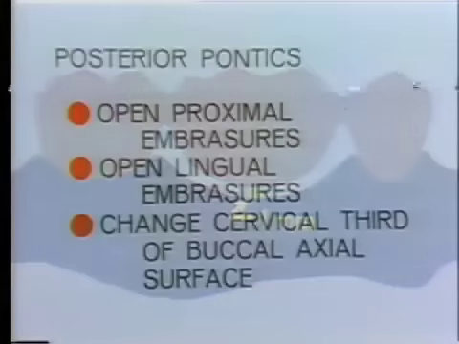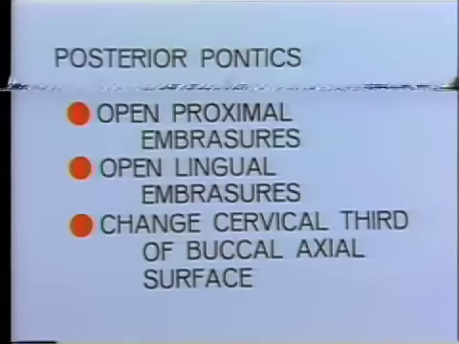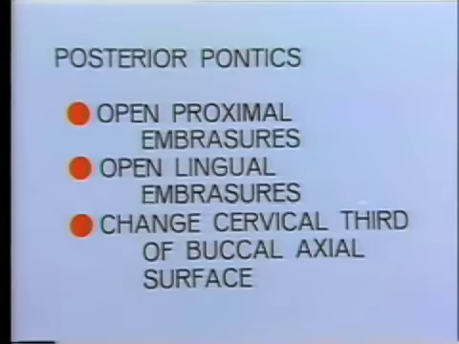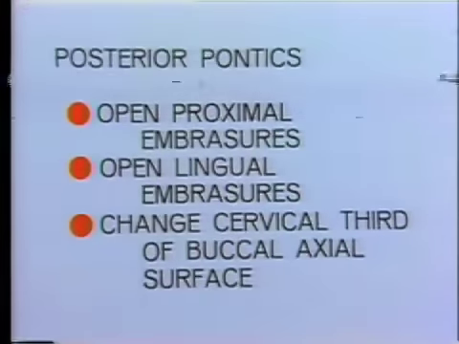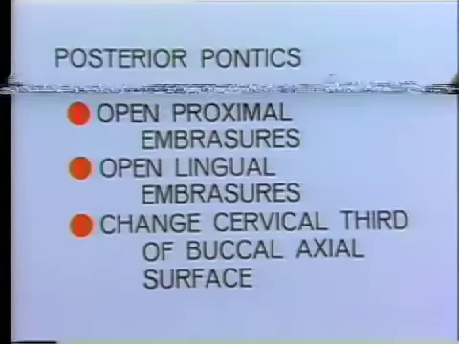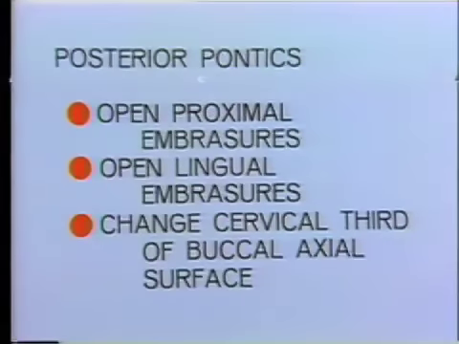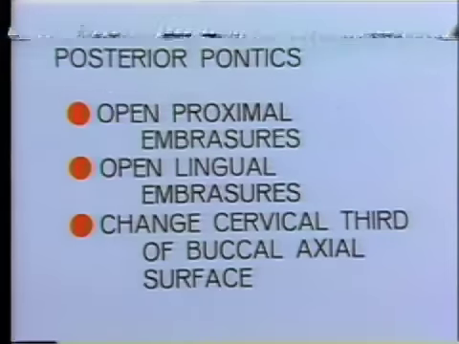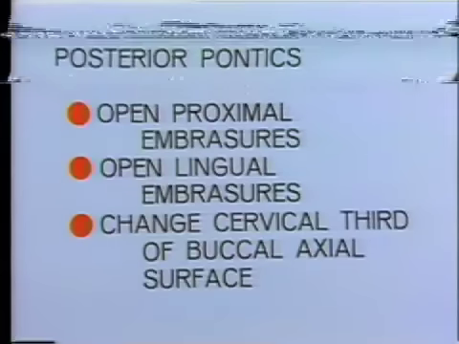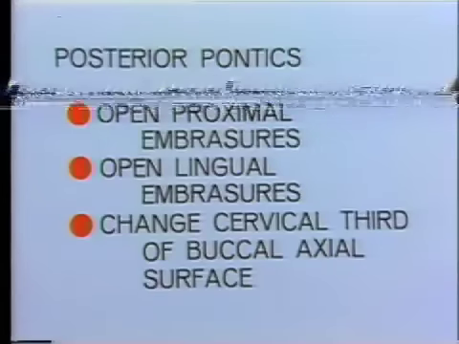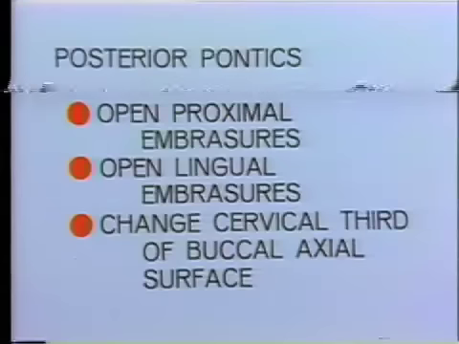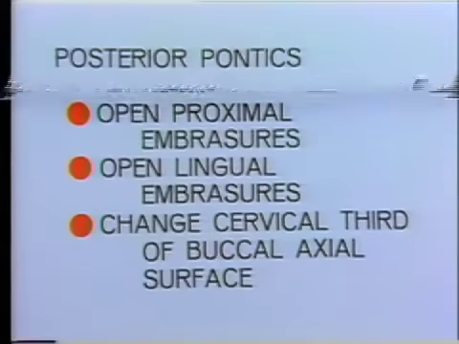To summarize then the various points which we have made about the modifications of the natural tooth form in developing a posterior Pontic, they are to open the proximal embrasures on the mesial and distal, to open the lingual embrasure by reducing the proximal surfaces of the molar in the lingual half, as you saw in the earlier diagram, and then to change the cervical third of the buccal axial surface and swing it in to meet the alveolar tissue, as seen in previous diagrams.